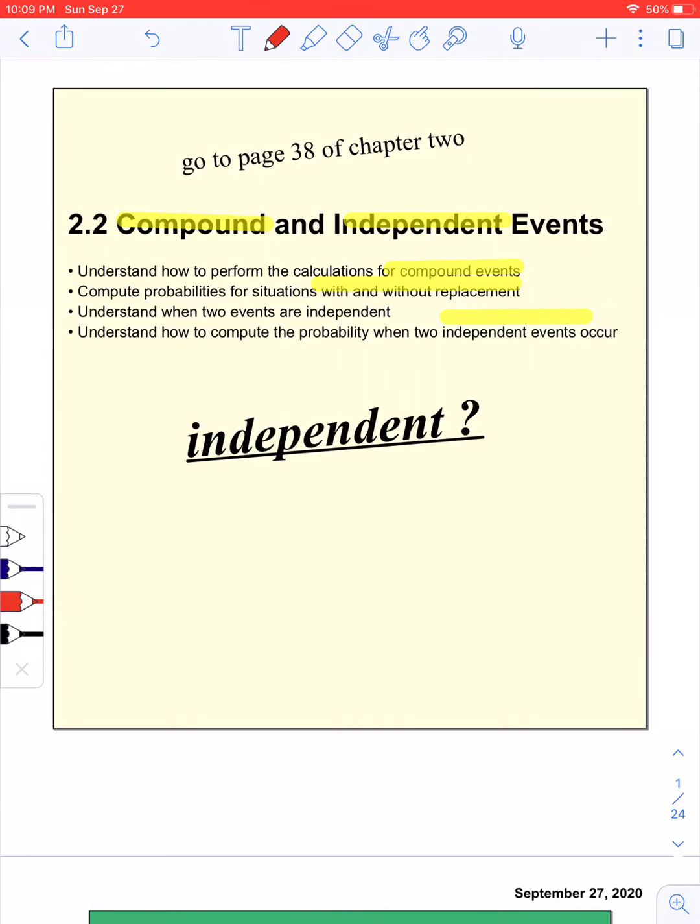All right, here we go. Lesson 2.2, Compound and Independent Events. In your textbook, you will find this on page 38 of chapter 2.